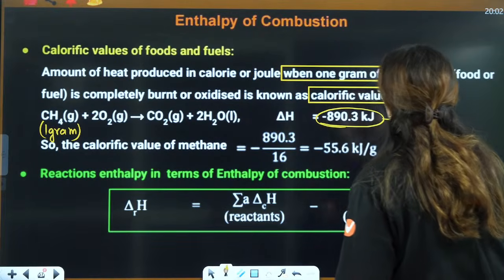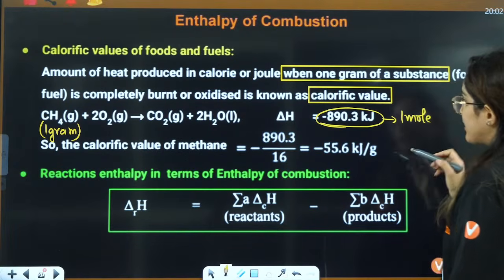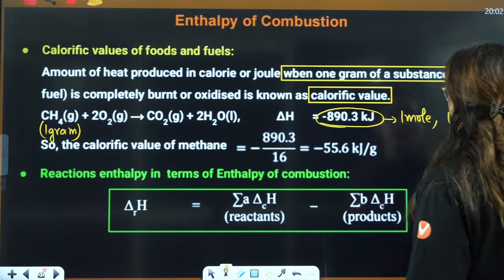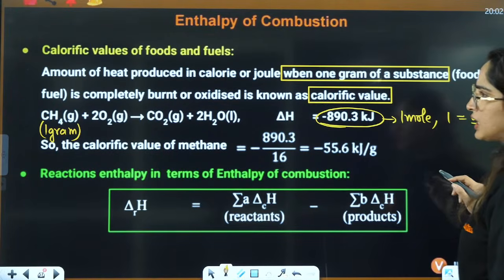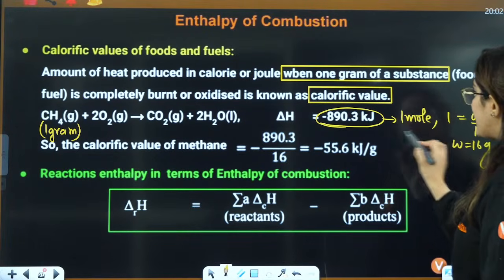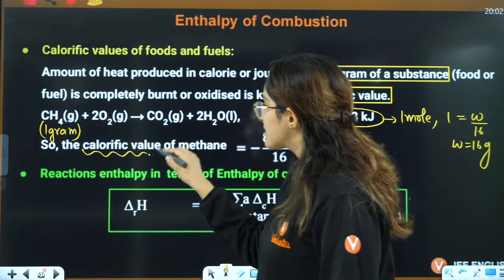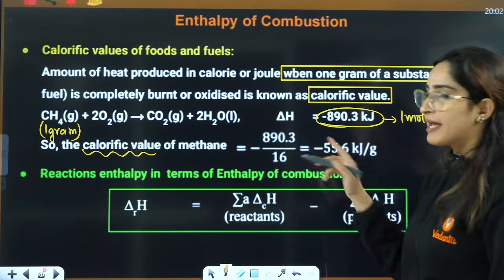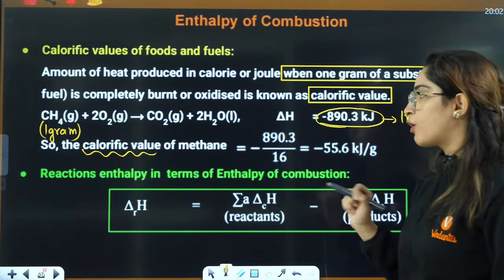This is for 1 mole. If I write it here, 1 mole means the molar mass of CH4 is 16, so the weight is 16 grams. So this value is for 16 grams. If I want the calorific value, I'll just divide this delta H by the mass of that compound. That will give you your calorific value.